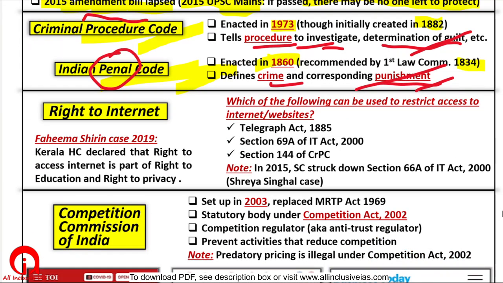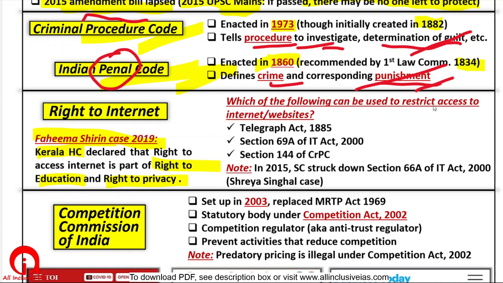Right to internet. So in the Faheema Shirin case, the Kerala High Court said that the right to access internet is a part of the right to education. If you want education, then obviously a good part of education today comes through the internet, and it is also part of the right to privacy. This case was basically of Kerala, where a girls' hostel had restricted internet access to girls, saying that girls will get spoiled if they use the internet at night.